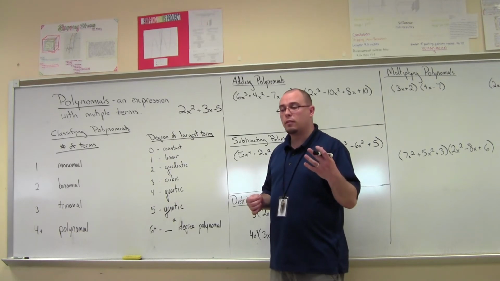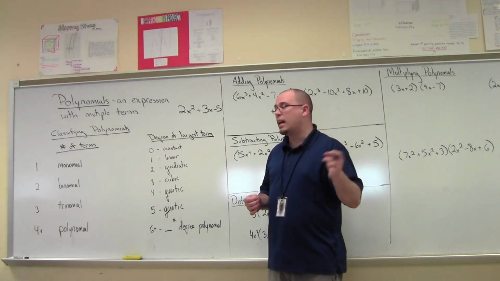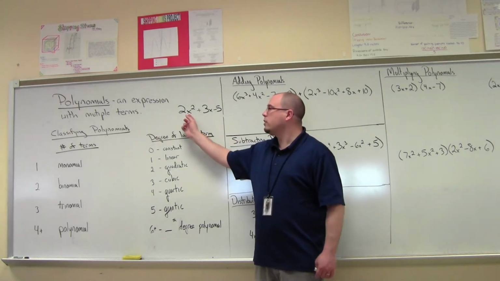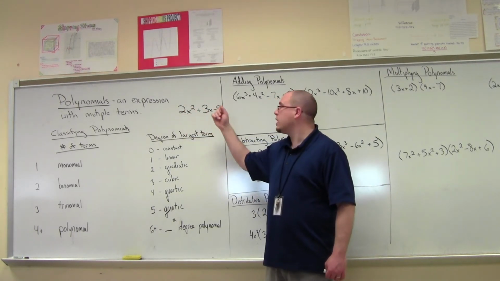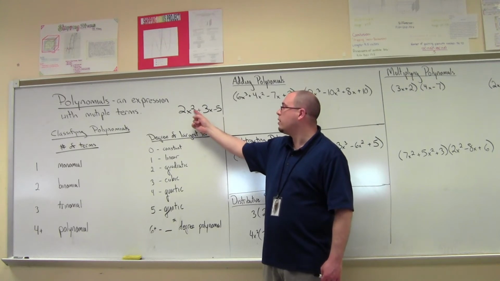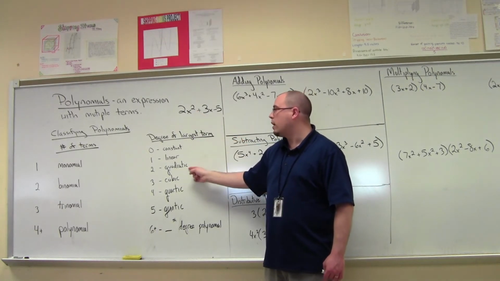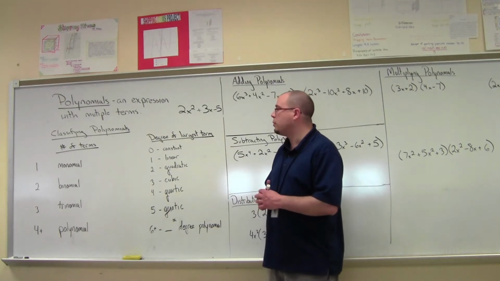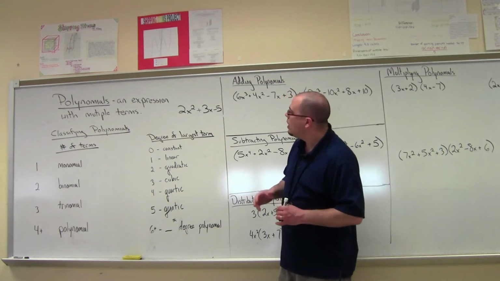If we had multiple variables, we would count how many we would have all together. But in this case, all we're going to do is look at which one has the largest exponent. Well, in this case, it's x squared, so it would be 2, so it would be quadratic. But the degree of the largest term is also a way we would classify a polynomial.